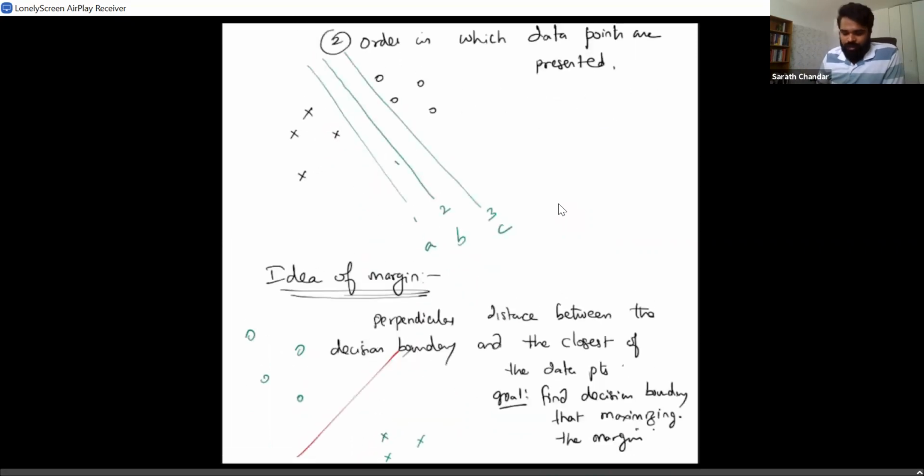To formulate this idea, we also wanted to define margin mathematically. So what is margin? Margin is the perpendicular distance between the decision boundary and the closest of the data points. In this case, I draw this red line. Now what is the closest data point? Probably the closest data point is the green one. This is the closest on one side, this is the closest on the other side, and probably the closest is the green. The gap between the green point and the red line is the margin.